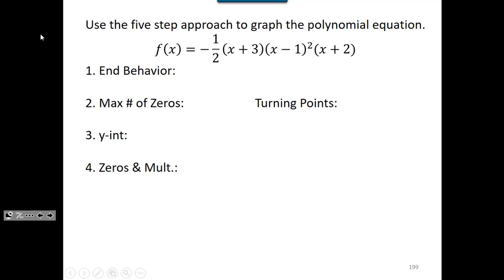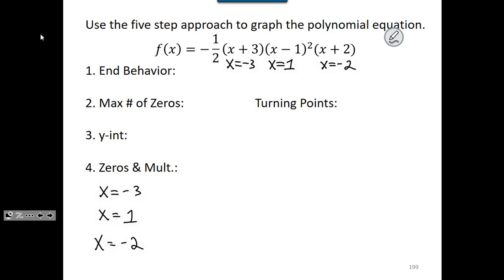It says that we want to graph f of x equal to negative 1/2 times x plus 3 times x minus 1 squared times x plus 2. So this polynomial has already been factored for me. So I can tell you my zeros without doing any work, other than the fact that x plus 3 tells me negative 3, x minus 1 tells me x equal to positive 1, x plus 2 tells me x equals negative 2. So I've got my zeros. My zeros are at x equal to negative 3, x equal to positive 1, x equal to negative 2.